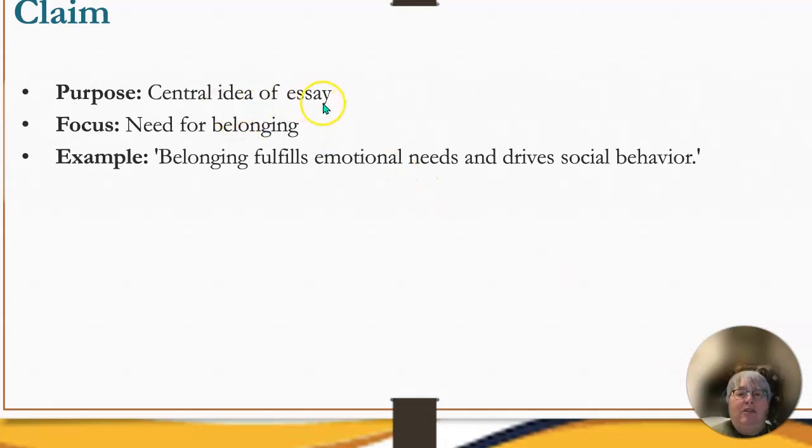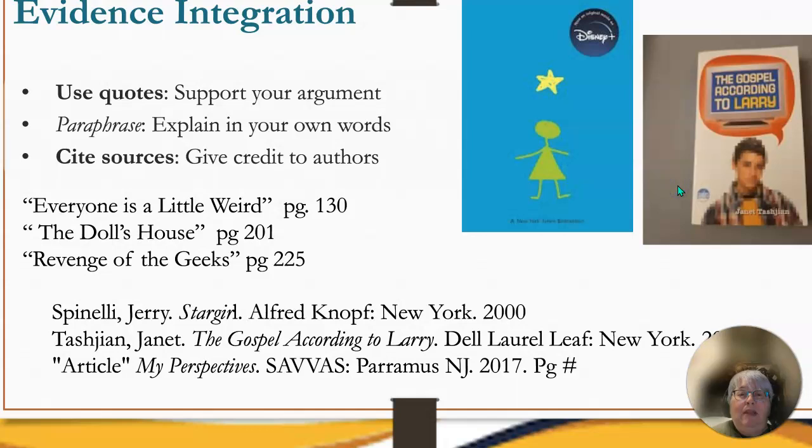The claim is the central idea of the essay, the need for belonging. An example might be belonging fulfills emotional needs and drives social behavior. You're going to support your argument using quotes from what we've read in class. You can use quotes or you can paraphrase, so you can refer to what happened in the stories in your own words. Make sure you give credit to the authors both inside your paragraph and on a works cited. I have given you the format that you need to use.